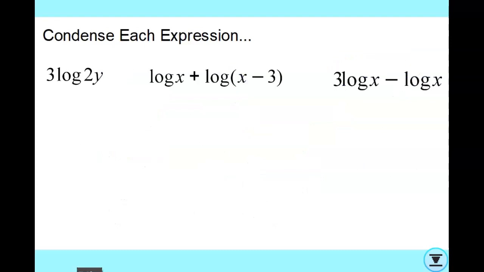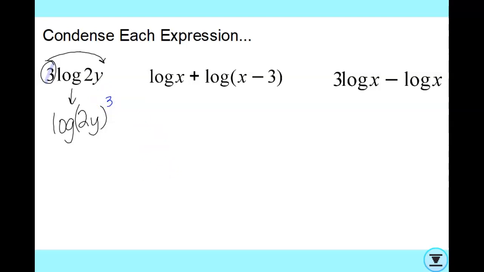So for the next set, we're condensing each expression. Now instead of expanding and making each base get its own logarithm, we're going to take each logarithm and condense it into one, and with those other bases, we're going to turn that into either multiply or divide. With this one, we have that 3 out front, and anytime that you have the coefficient, this is going to have to become the exponent on your base. So this one would turn into log of (2y) cubed.